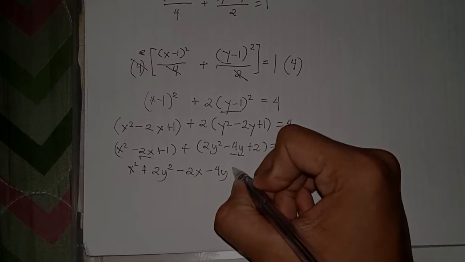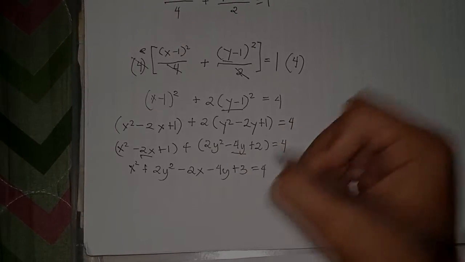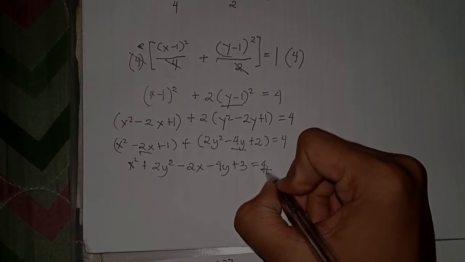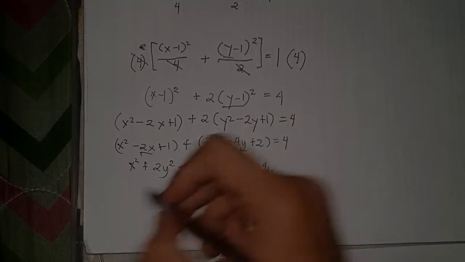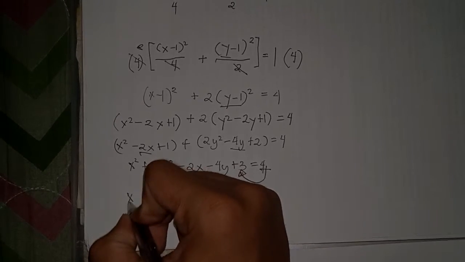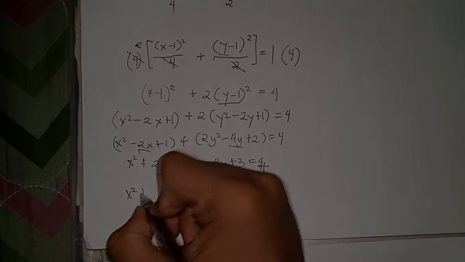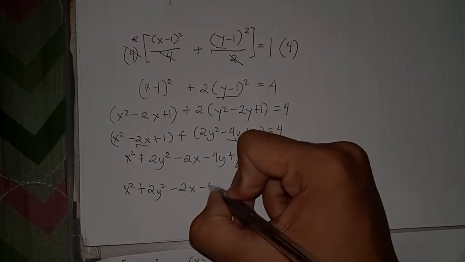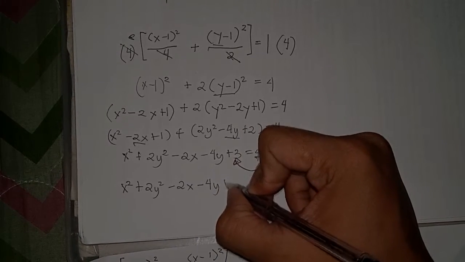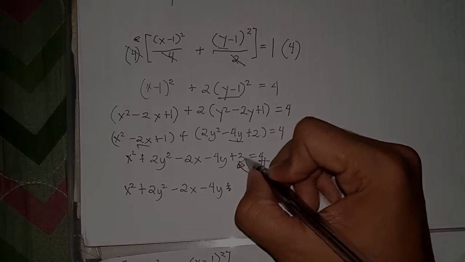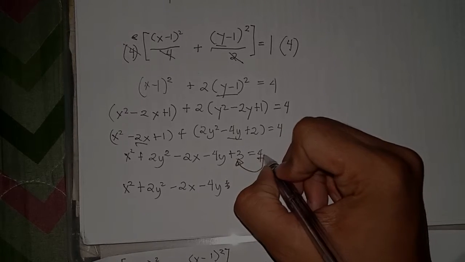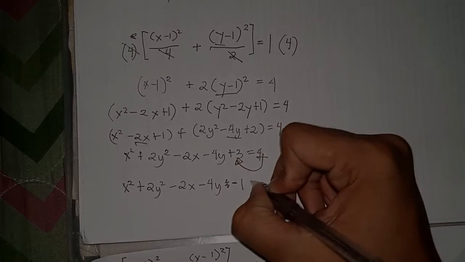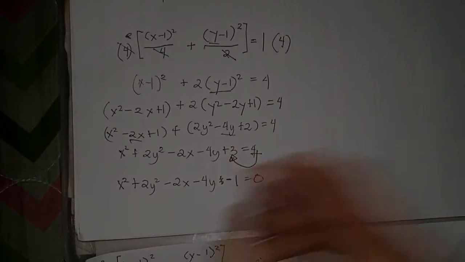1 plus 2, positive 3 is equals to 4. Now, we have to make this 0, so we have to transpose this here. So, this will become x squared plus 2y squared minus 2x minus 4y, and this will become positive 3, transpose, this will become negative 4, so the answer is negative 1 is equals to 0. And that's it.